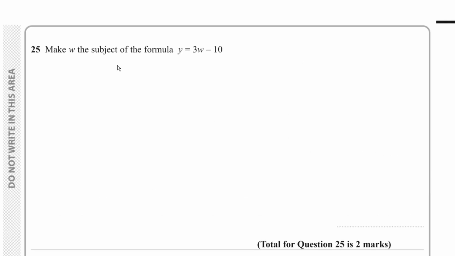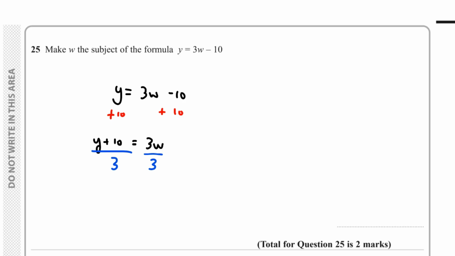Question number 25. Make W the subject of the formula y equals 3W subtract 10. If I add 10 to both sides, we have y plus 10 equals 3W. And then if I divide both sides by 3, we would have W equals y plus 10 over 3.